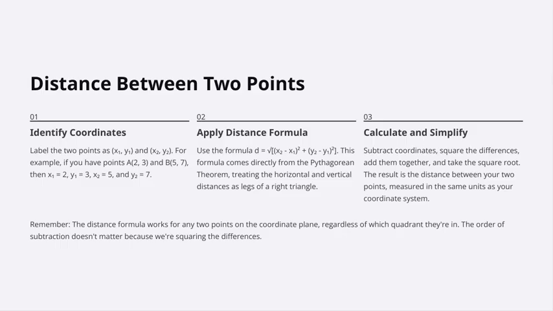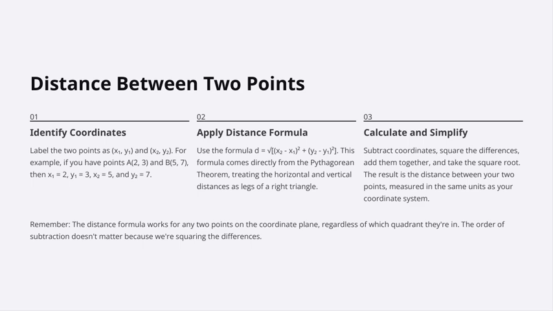Finally, we perform the calculation: subtract the coordinates, square those differences, add them together, and then take the square root. The result gives us the straight line distance between the 2 points, measured in the same units as your coordinate system. And remember, this formula works no matter which quadrant your points are in.